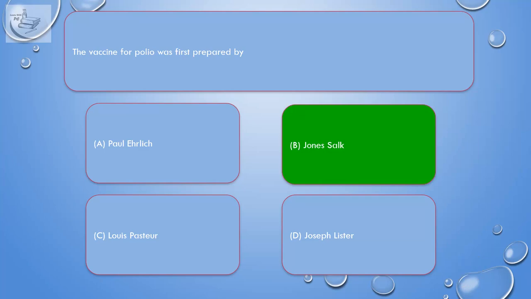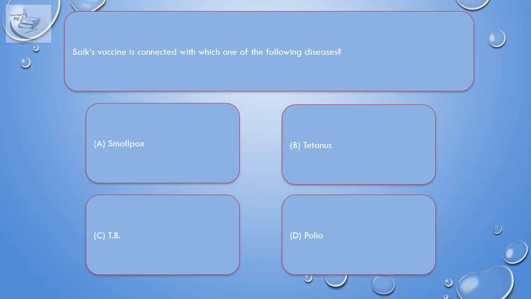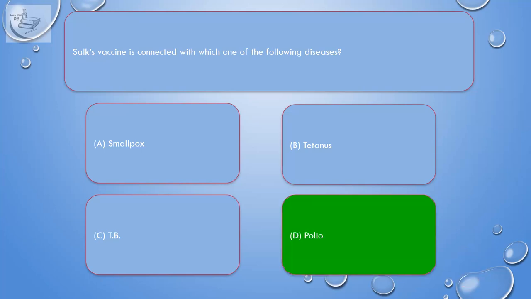Correct answer is B. John Salk. Question: Salk's vaccine is connected with which one of the following diseases? A. Smallpox. B. Tetanus. C. TB. D. Polio. Correct answer is D. Polio.